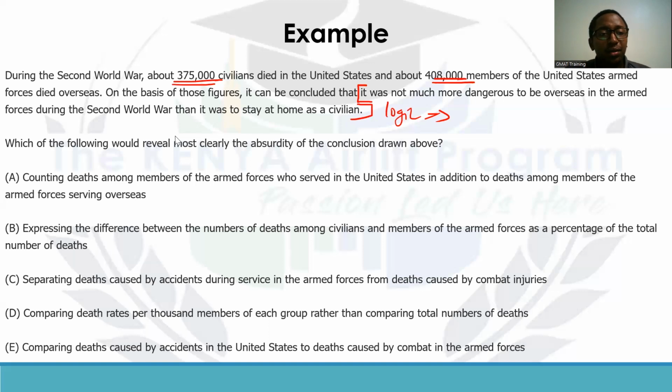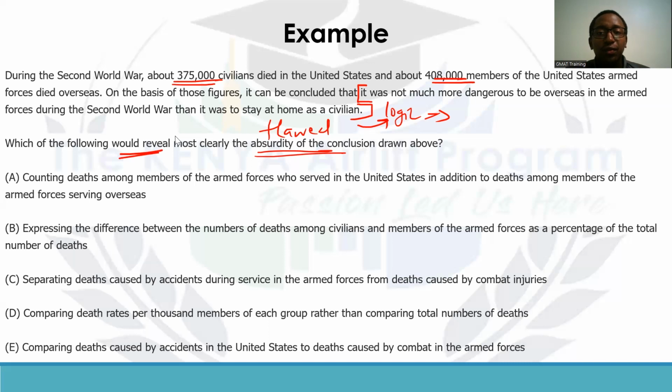So our question reads, which of the following would reveal most clearly the absurdity of the conclusion drawn above? So this just means that the conclusion is flawed. So why is the conclusion flawed? Because probably the logic that was used to infer this conclusion is also flawed. But what does the question want? It wants us to choose an answer that would reveal that this logic is flawed.